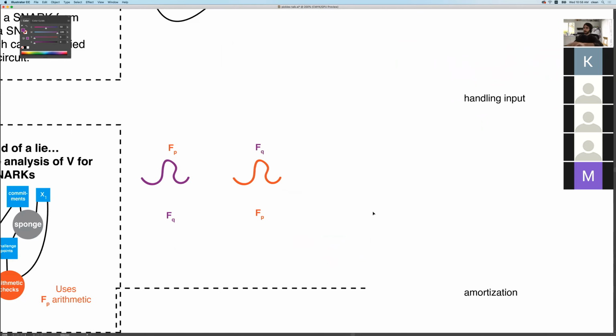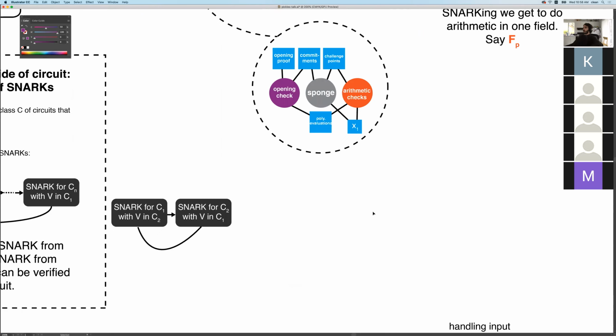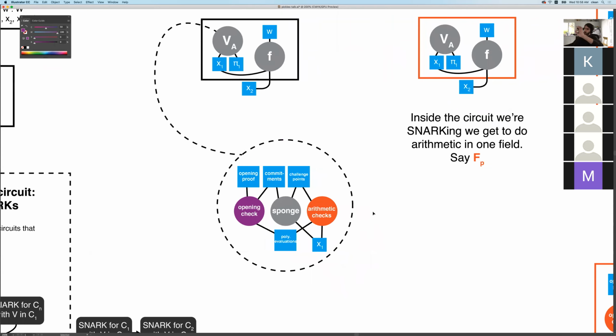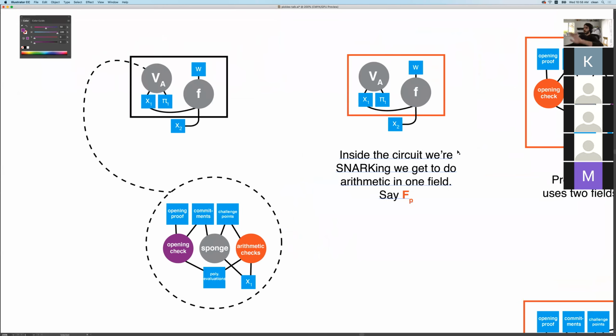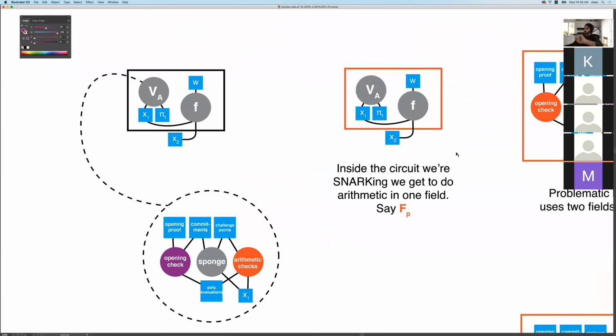Okay, it was this diagram. So if we zoom in on this verifier, this is what is going on. As I said, inside the snark that we're snarking, we only get to do arithmetic in one field. Let's say, for example, that we can do arithmetic in FP.